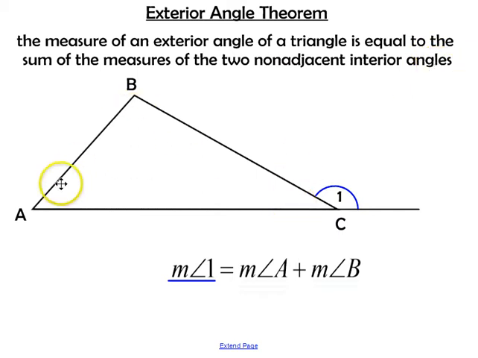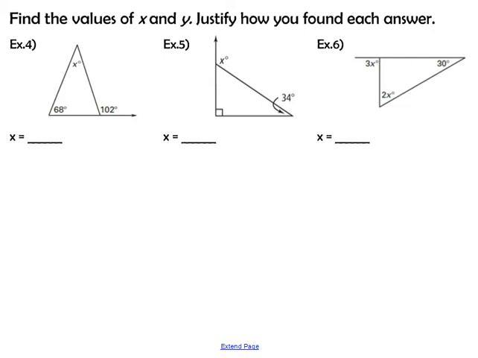So we have three interior angles of a triangle, but this angle C is adjacent to angle 1. We don't want that one. We want the ones that are not adjacent. So that means angle A and angle B. So if you add the measure of angle A plus angle B, then that'll give you the measure of angle 1. And again, we can talk about why this is true in class. So let's work out a few examples using the exterior angle theorem.